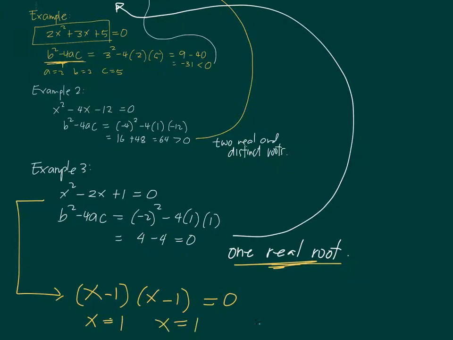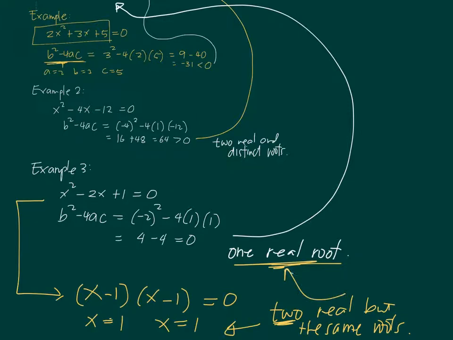In some books, they will identify this as two real but the same roots. Okay? So some will say there are two, but actually they're the same. So just to generalize that, we can just say that it's just one real root, because basically the two numbers are the same. Okay? So let's summarize what we have here.